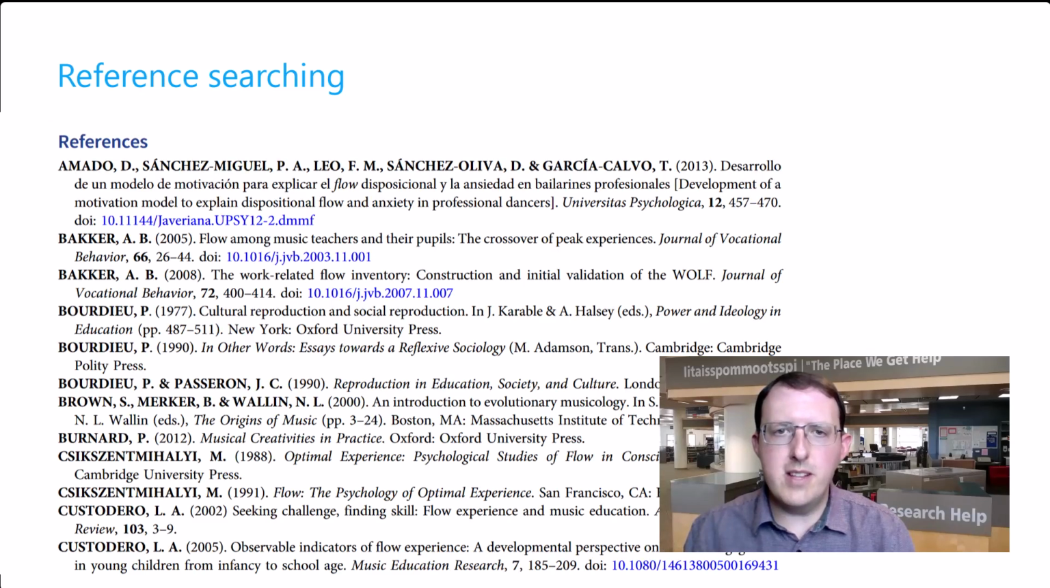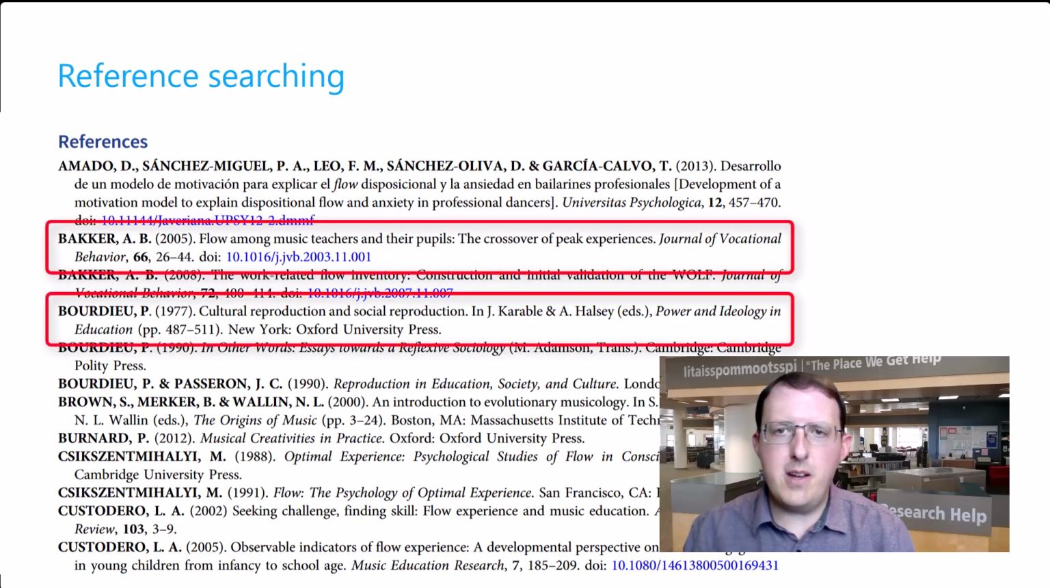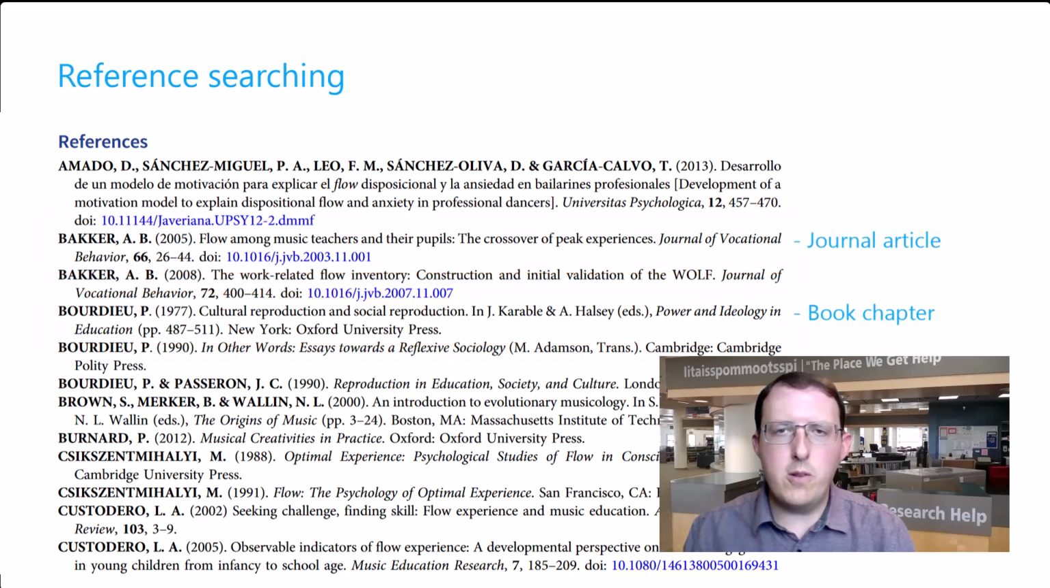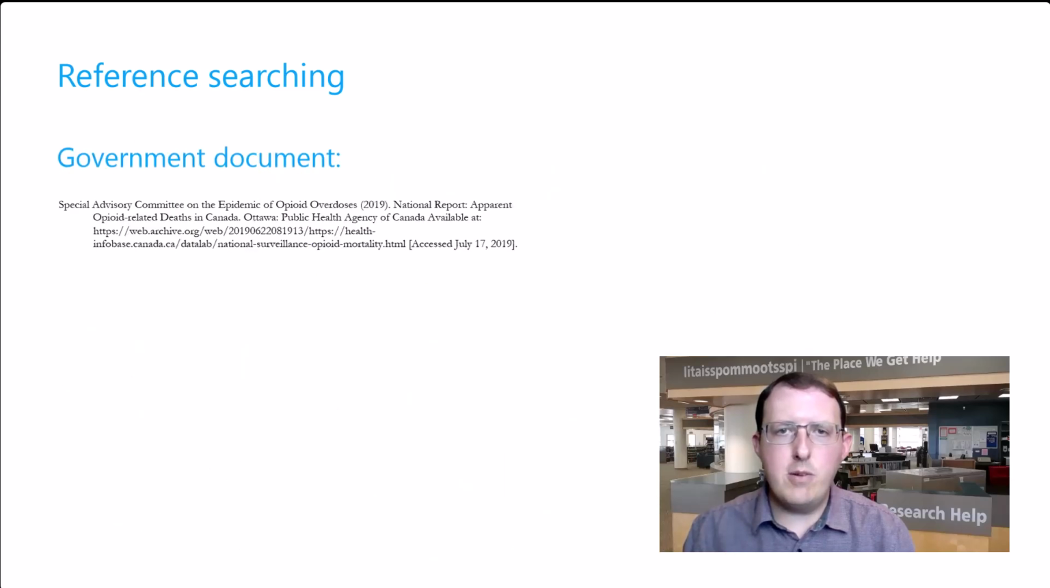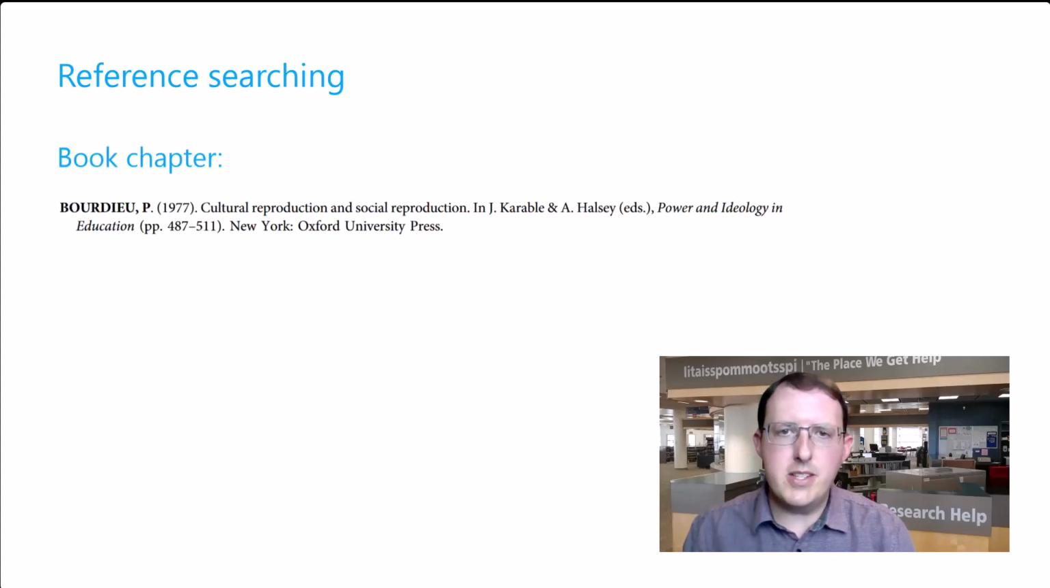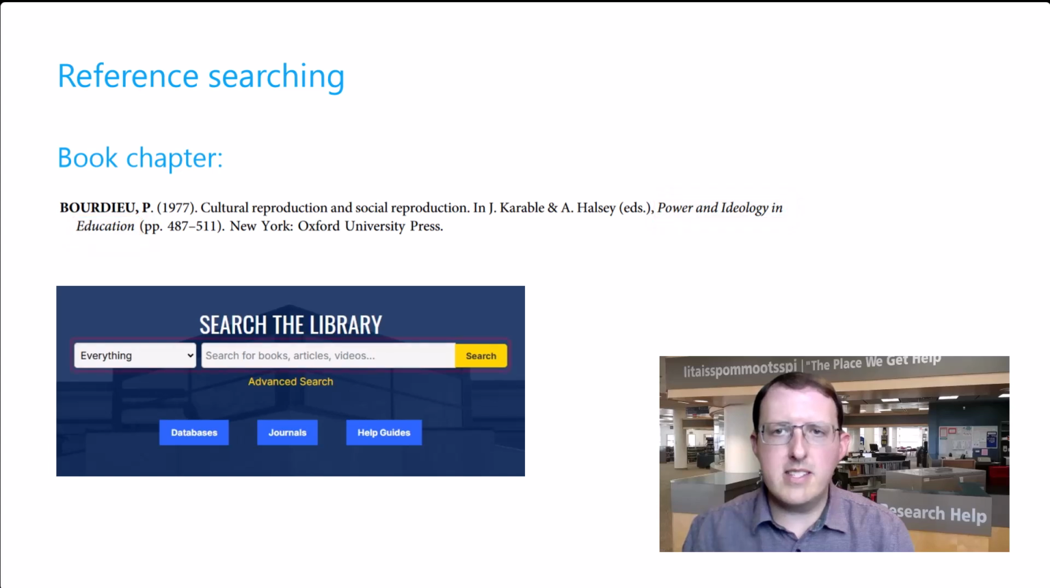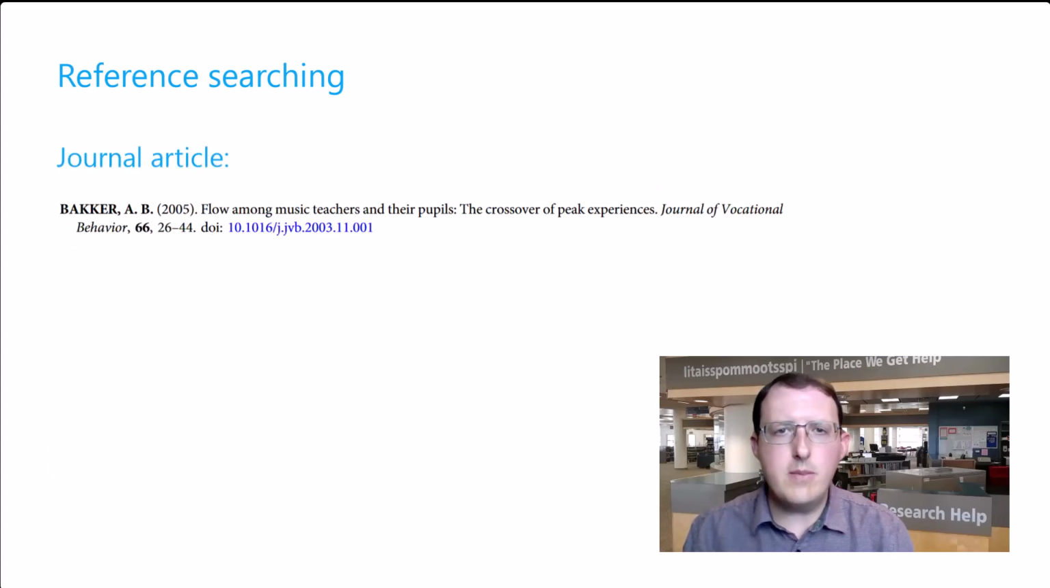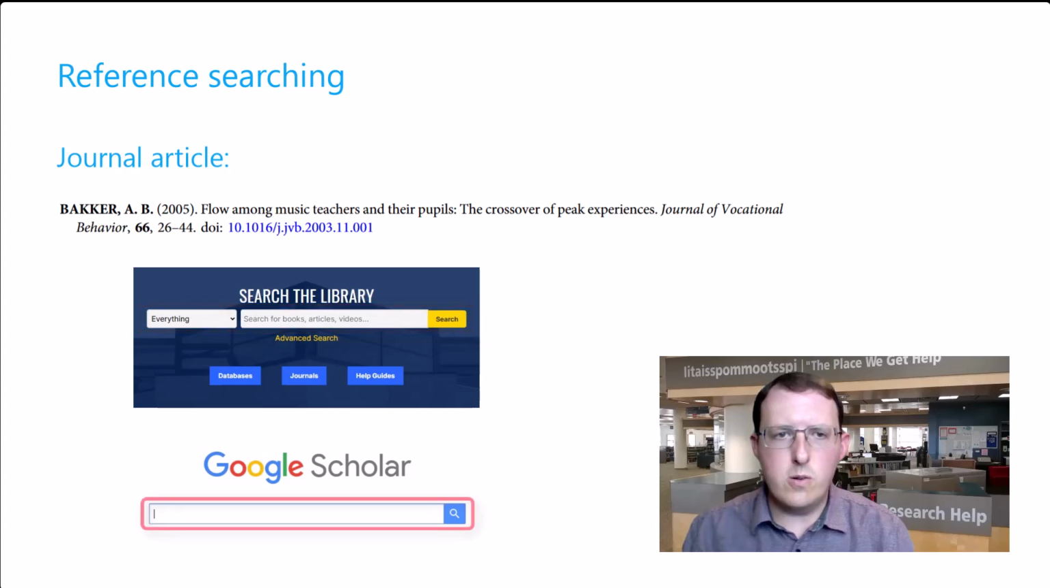When you find a source you'd like to use, be sure to identify what kind of source it is before you go looking for it. It may be a government report that can be easily accessed through a hyperlink provided. If it's a book chapter, you should start by searching for the title of the book in Summon. In the case of journal articles, you can search for the article title in Summon or Google Scholar.